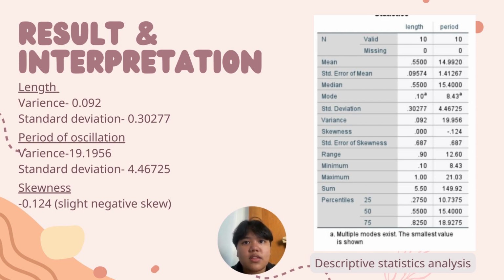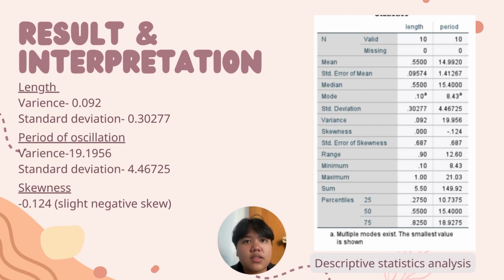Meanwhile, the variance itself is not in the original units of the data and can be difficult to interpret directly. The square root of the variance, which is the standard deviation, provides a more intuitive measure of dispersion. In this case, the standard deviation is 4.46725.